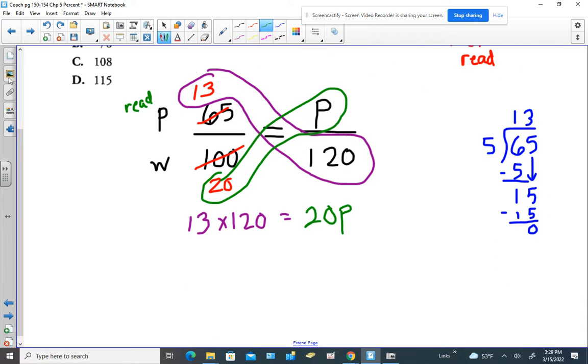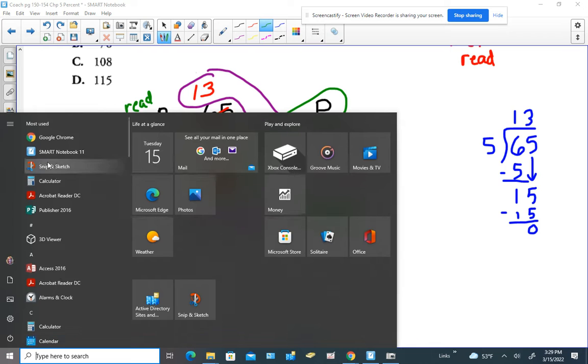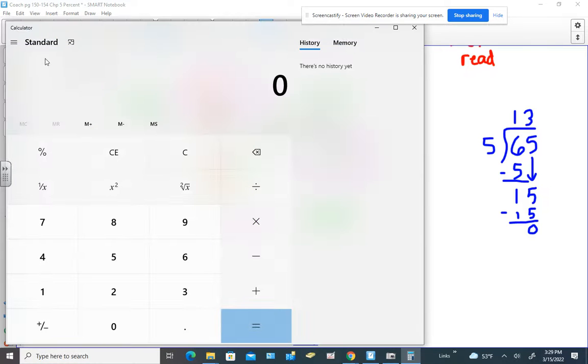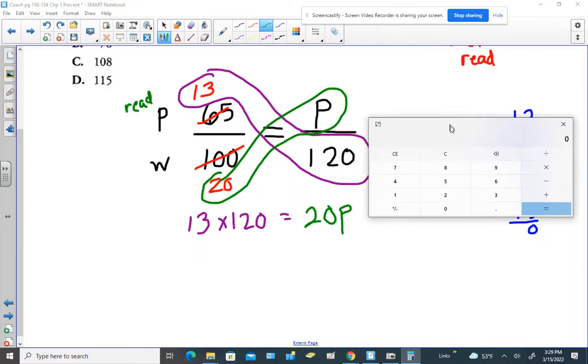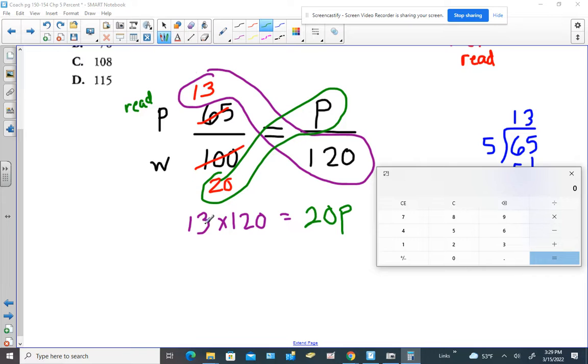We'll take out our calculator. Let's get that open. Just to speed things up just a bit, make sure you're writing all this down on your piece of paper. All right, so if we simplify the purple part of this, then we're multiplying 13 times 120. 13 times 120 is this number, 1,560. And that's going to equal still this, so I'm just going to rewrite that.